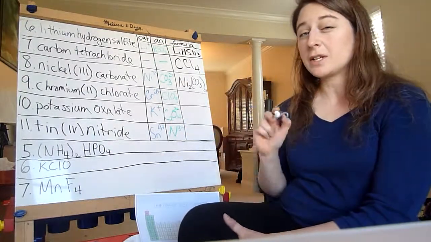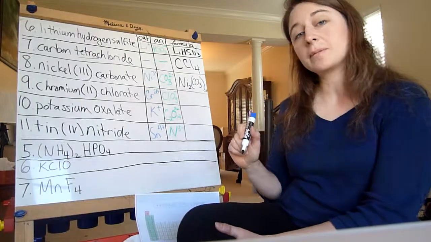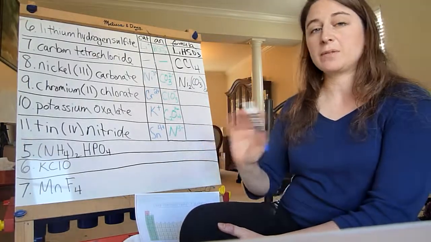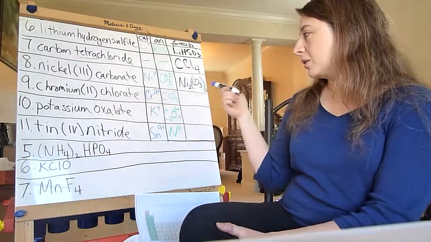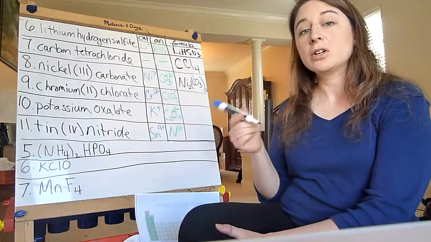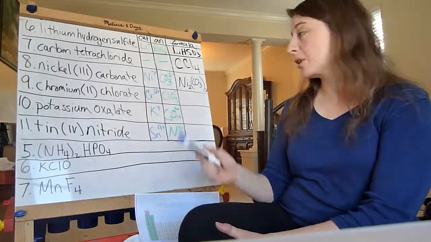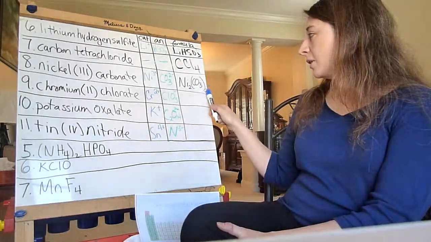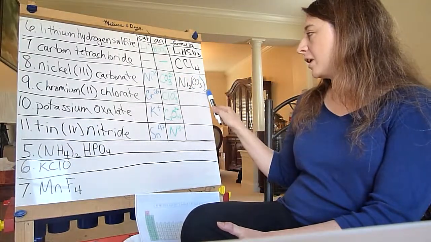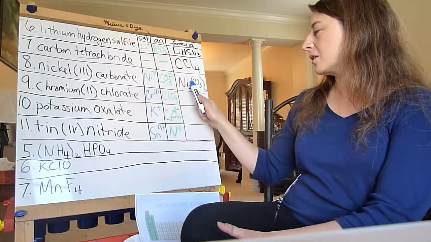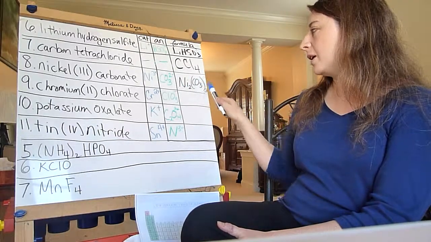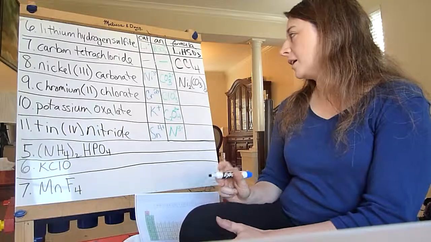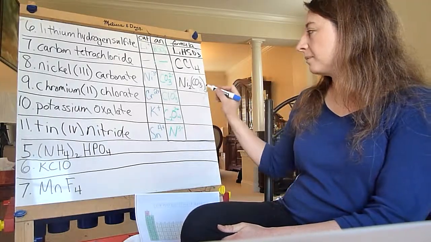There'll be a question on your test about how many of each atom is in a specific ionic compound. Nickel 3 carbonate would be a good example of one that you want to practice with that. In this case, you would have 2 nickel atoms, you would have 3 carbon atoms, and you would have 9 oxygen atoms. So 2 nickel, 3 carbon, 9 oxygen. It's important to keep count like that.